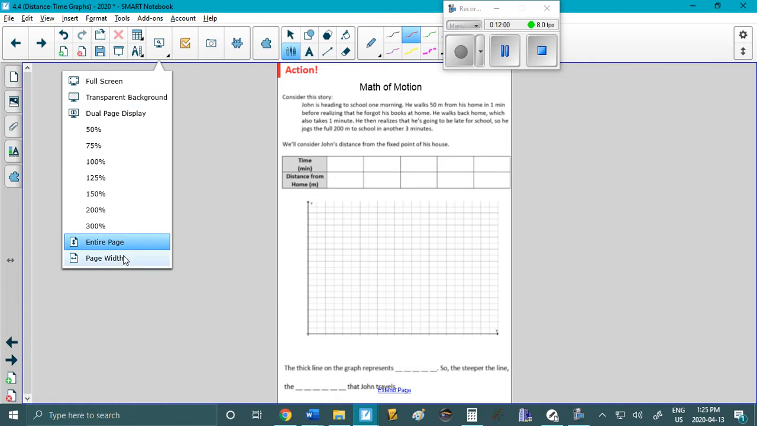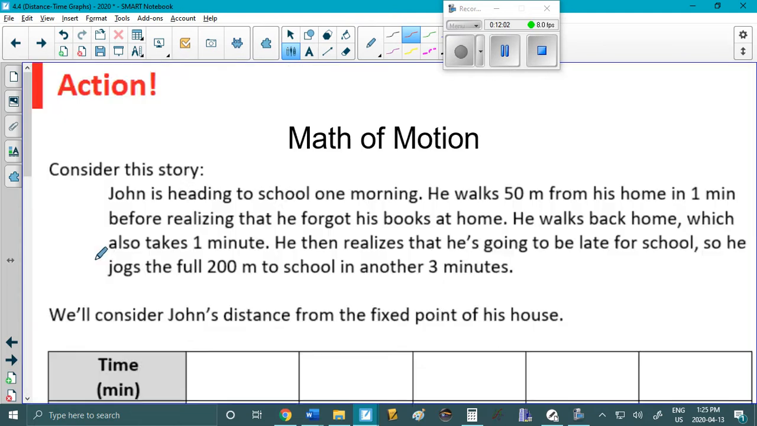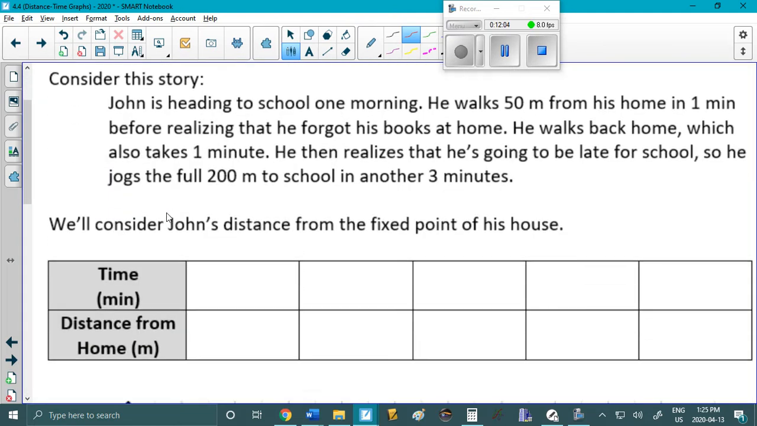Okay, so now we are going to read this little problem and try and solve it. So John is heading to school one morning. He walks 50 meters from his home in 1 minute before realizing that he forgot his books at home. He walks back home, which also takes 1 minute. He then realizes that he's going to be late for school, so he jogs the full 200 meters to school in another 3 minutes.